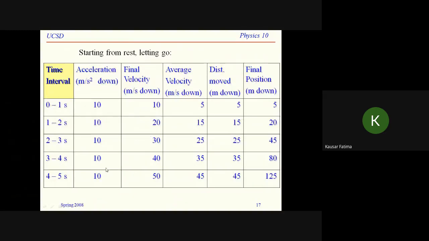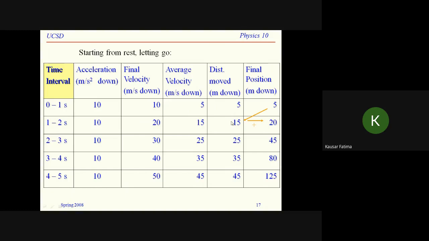Now again, acceleration is constant; we have final velocity, average velocity, and distance moved. How much distance moved in the downward direction? It's given in meters. In the first second, 0 to 1 second, the distance moved is 5 meters. In the next second it is 15. So the total distance from rest at the end of 2 seconds is 20. Then it is 45, 80, and this is the total distance after every interval.